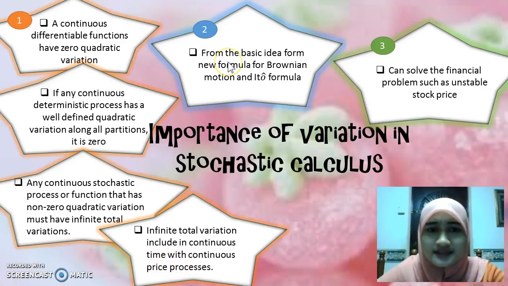For the second one, from the basic idea in stochastic calculus and variation, it will form the new formula for Brownian motion and the Ito formula. And the last one is, variation in stochastic calculus can solve financial problems such as unstable stock prices.